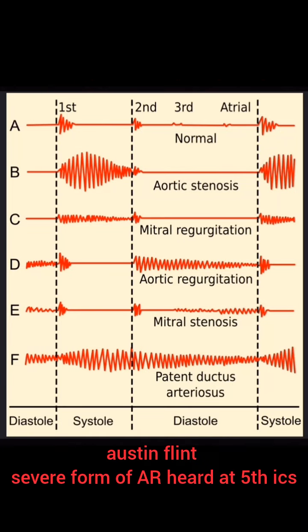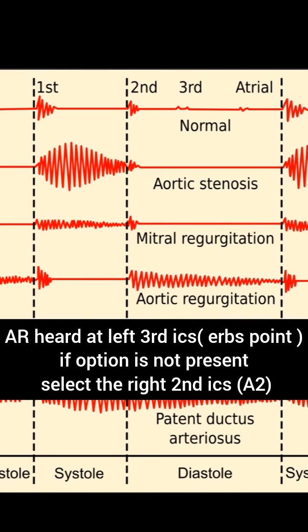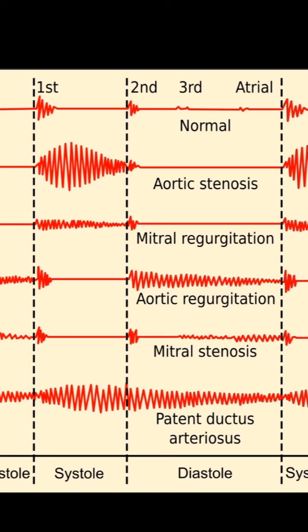In severe cases there is the Austin Flint murmur, where the aortic regurgitation is heard at the fifth intercostal space, right? Normally, the aortic regurgitation is heard at the left third intercostal space. It is also called Erb's point. But in severe cases, the Austin Flint murmur will be heard at the fifth intercostal space. I hope it is clear to you.